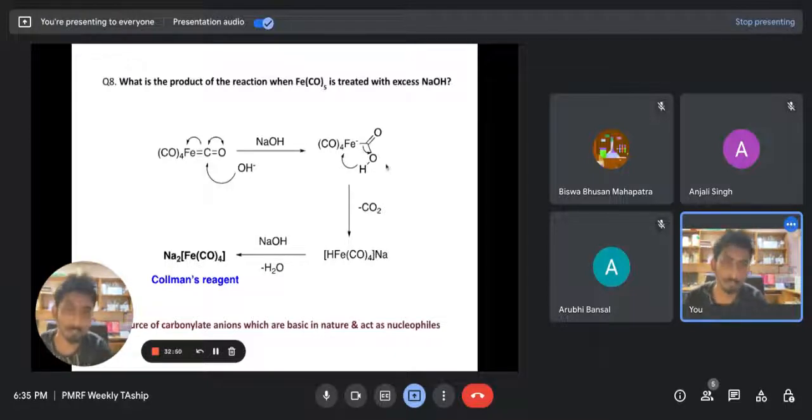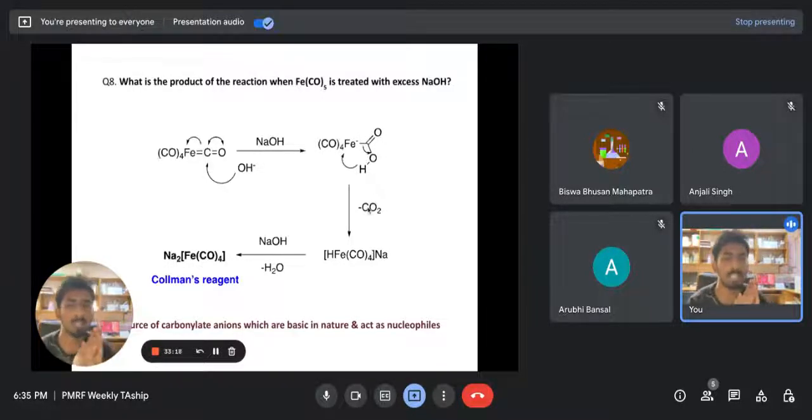Now you see this is the alpha carbon and this is the beta atom. So this is a beta hydride. I have already told you about beta hydride elimination. Any alkyl group which has a beta hydrogen will undergo beta hydride elimination, that can come in a syn fashion or cis orientation to the metal center. So this beta hydrogen gets attached to the iron center and this bond collapses. So this actually gets eliminated as CO2.